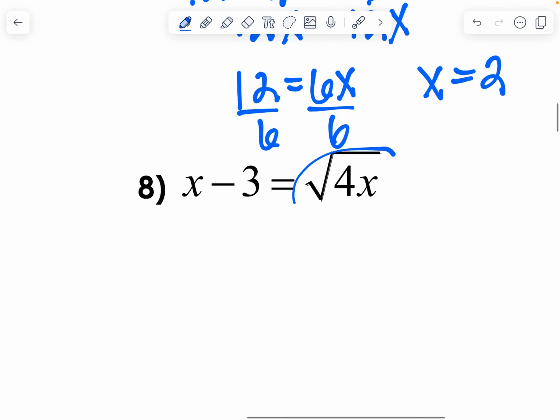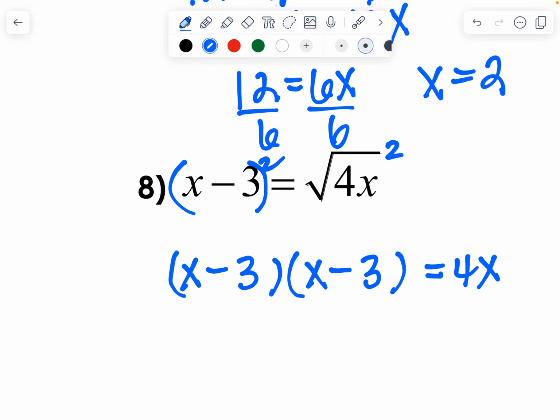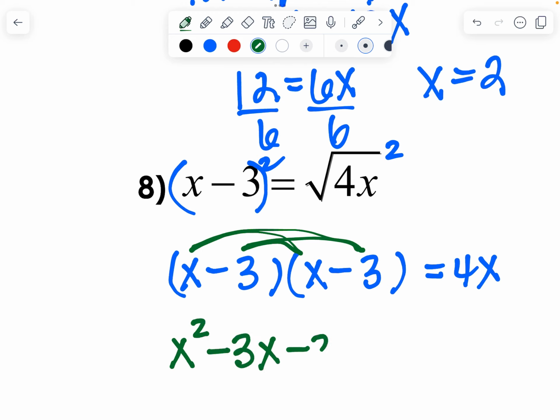Okay, now over here, notice this guy has a square root, so to cancel that, we're going to square both sides. Now when we square this side, we're squaring that whole x minus 3, which means we're basically going to multiply it by itself. Okay, and when we multiply it by itself, we're going to distribute. So we'll give the x to the x and to the negative 3. Then we'll give the negative 3 to the x and to the negative 3, which gets us x squared minus 3x plus 9 is equal to 4x.